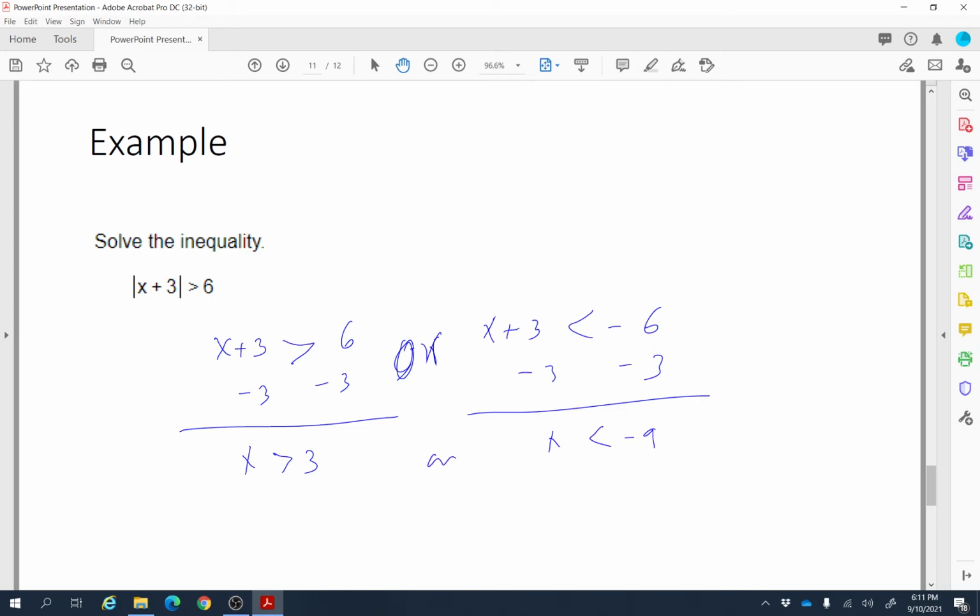Since there is an or sign, that means we need to find the union of these two. x is greater than 3, union x is less than -9. So less than -9 means it's starting from -infinity and goes up to -9, not including -9. Greater than 3 means it's starting from 3, not including 3, and goes up to +infinity. So we need to find the union of these two. Since the negative interval comes first, we write down this negative interval, union, and then from 3 to +infinity. So this is the answer.